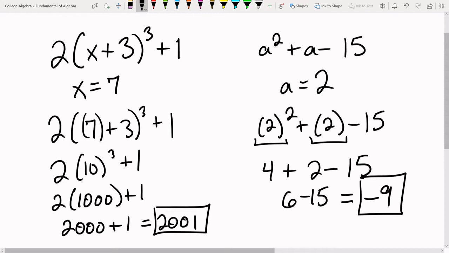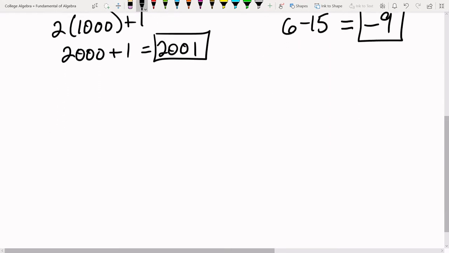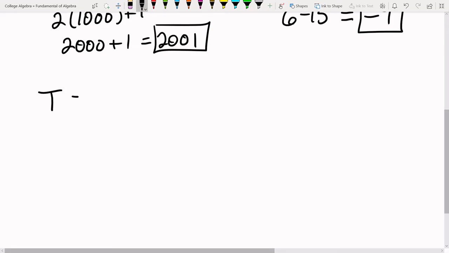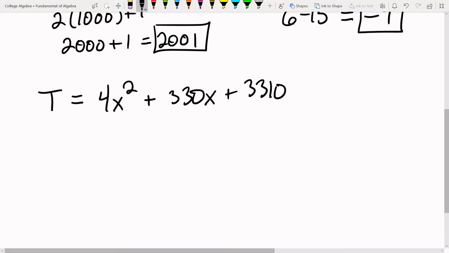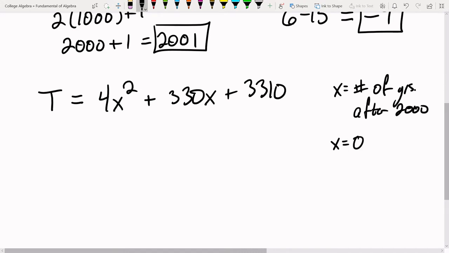A formula is a type of equation that relates two or more quantities. And here is a sample formula that talks about tuition during the years between 2000 and 2015 approximately. So here x is the number of years after 2000. In other words, x equals 0 means the year 2000.